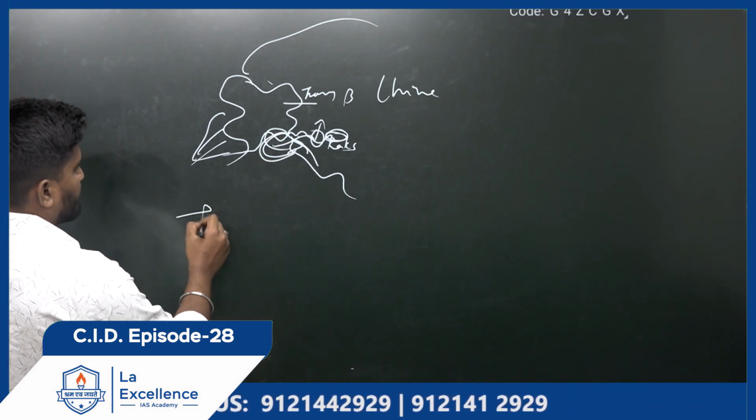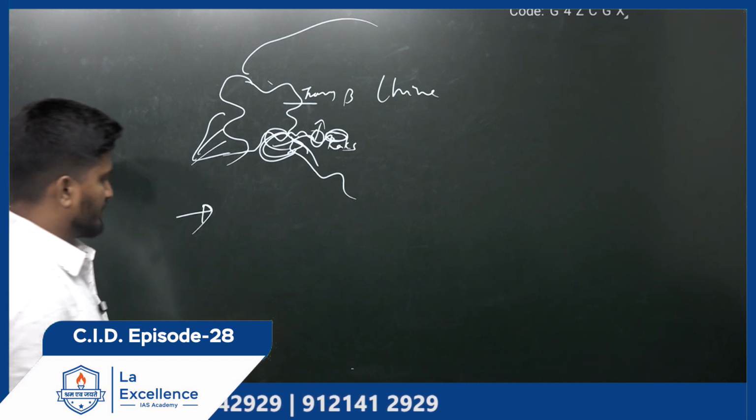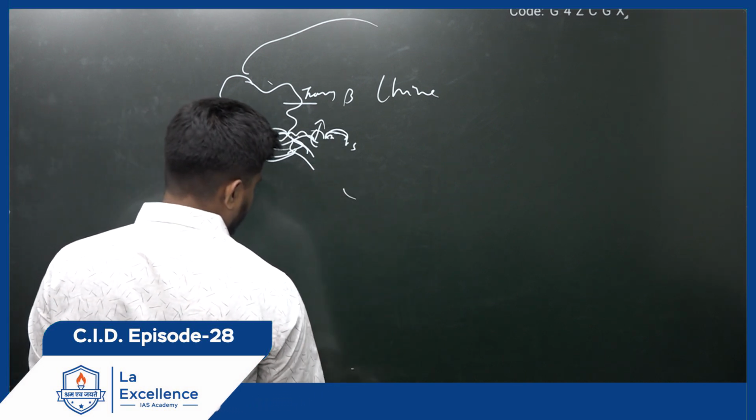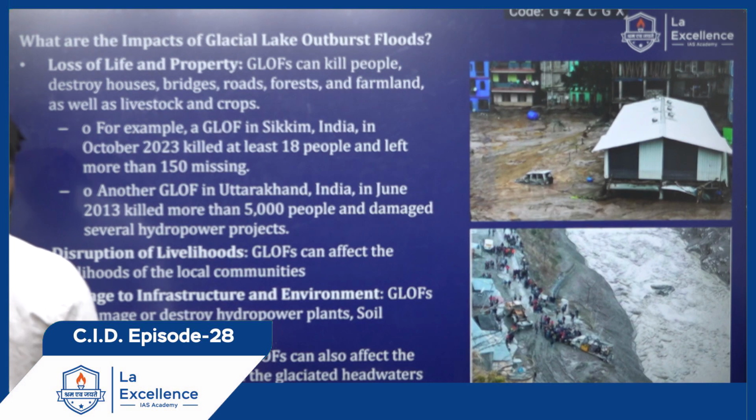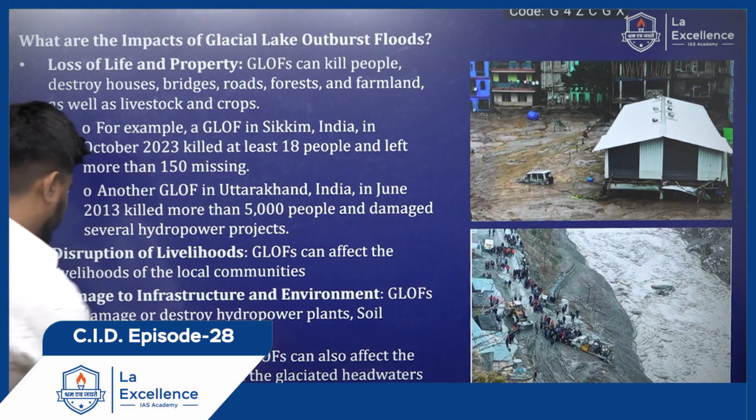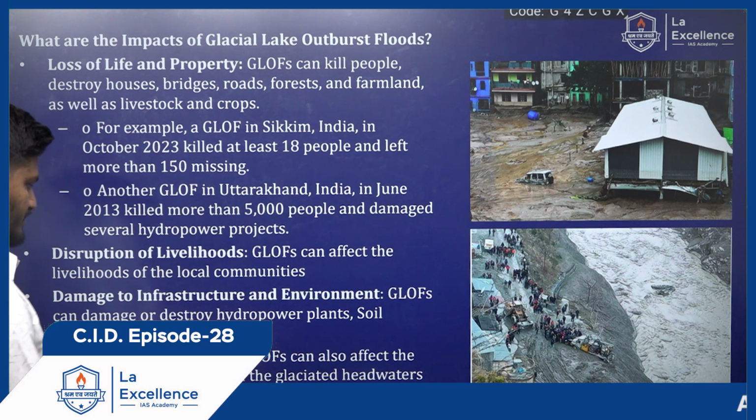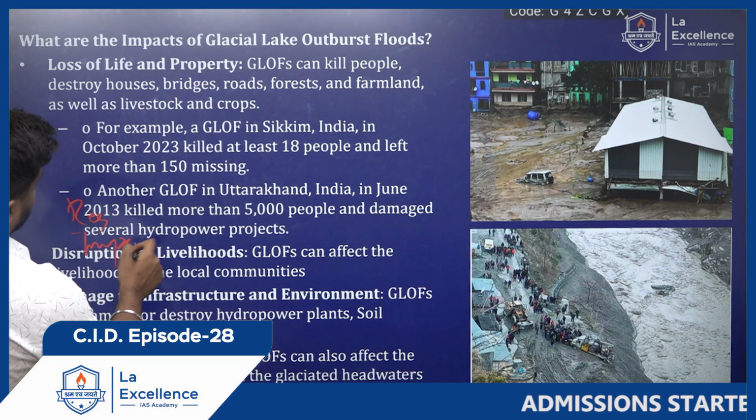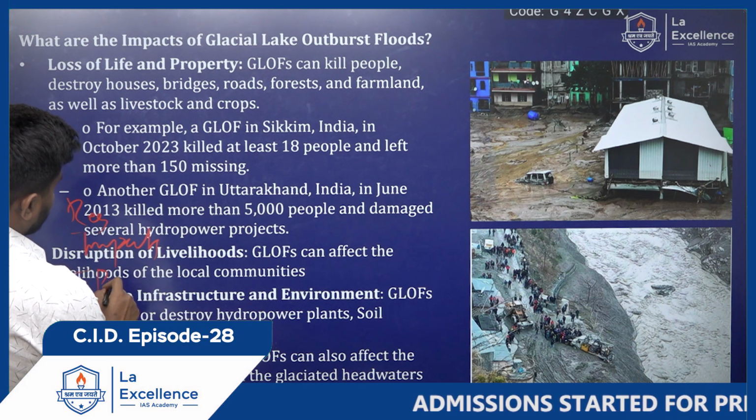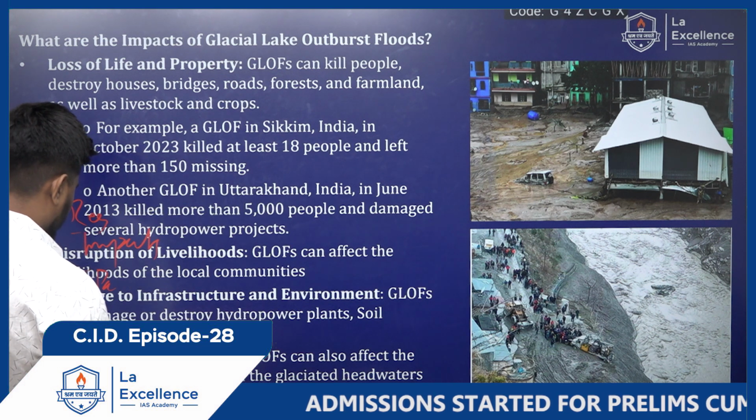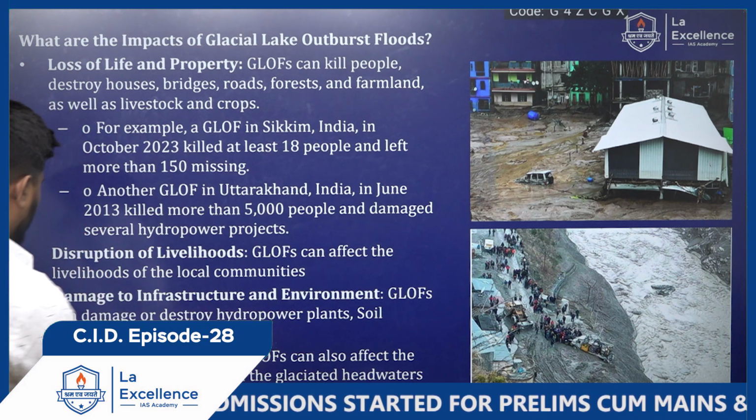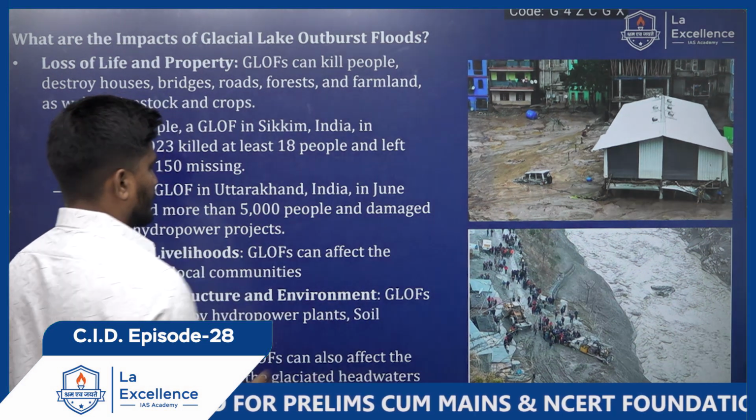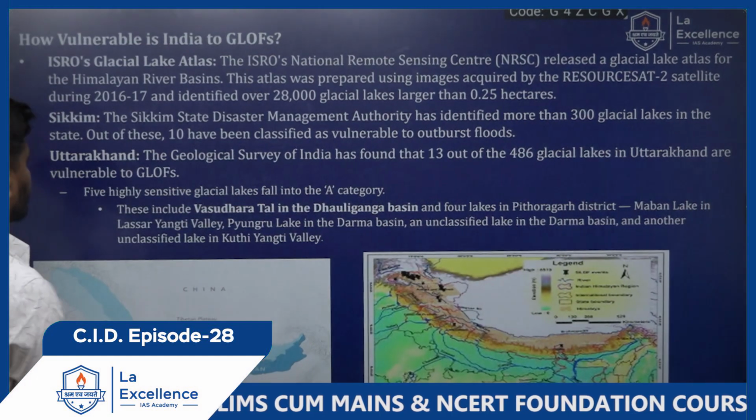These are some important points which will make your answer more beautiful and make you stand out. So do remember these kinds of examples. Satluj river, and it will lead to flooding in Himachal Pradesh. So these are the impacts. We have seen the reason, we have seen the impact, we have seen why they are so dangerous. Now we will see the mitigation and how vulnerable India is.